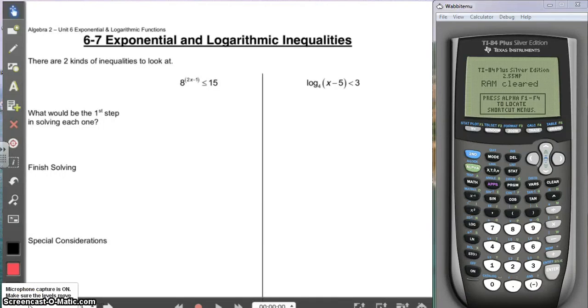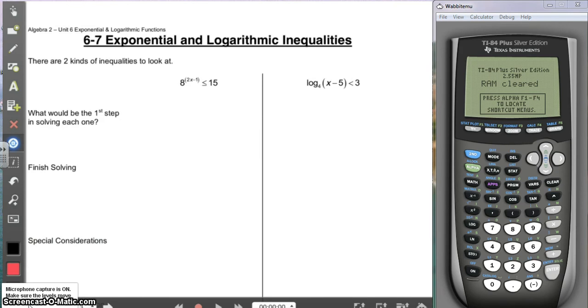Okay, today we'll be working on 6-7 exponential and logarithmic inequalities. So there are two things that we're going to be looking at. First of all, I'm going to start with the exponential, then I'm going to move on to the logarithmic. So what would be the first step in solving each one of them?